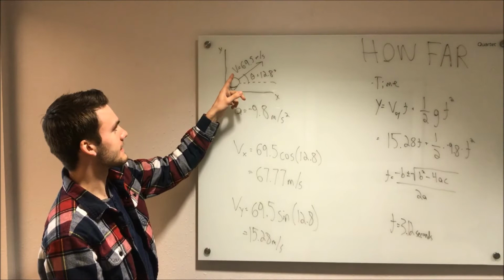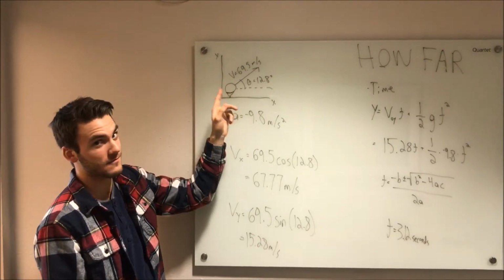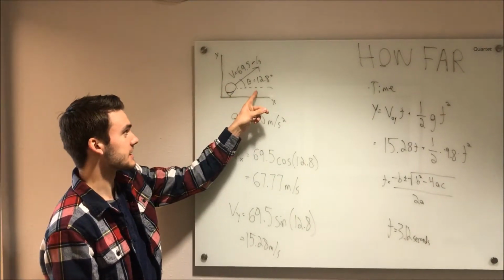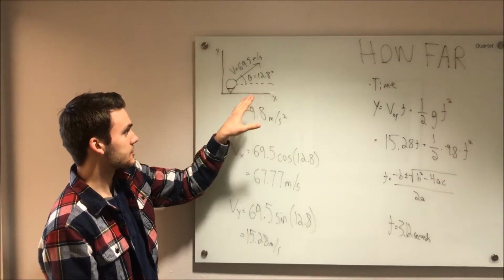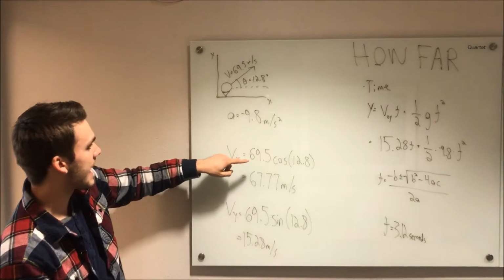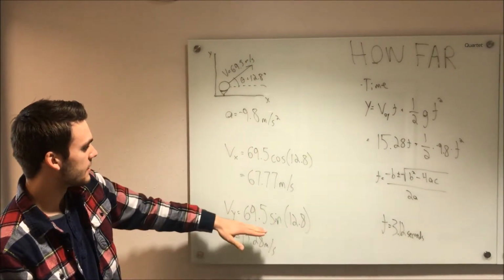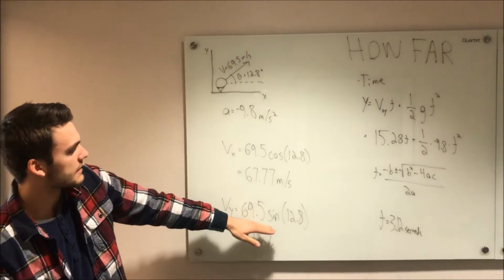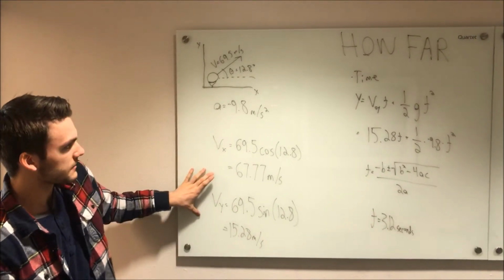Using TrackMan, we've calculated the average velocity of a drive is 69.5 meters per second, and the average launch angle is 12.8 degrees. Now, using this, we need to calculate the x and y velocities. So we plug in the average velocity times cosine, and then multiply average velocity times sine to get y. We get these two values.